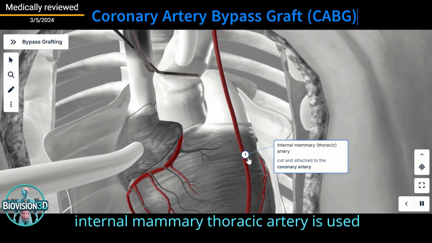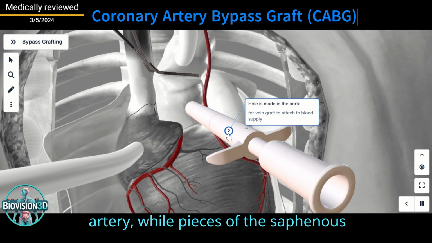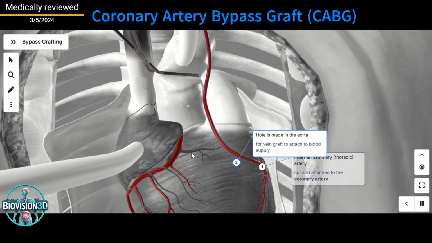Usually, the left internal mammary (thoracic) artery is used to bypass blockages in the left coronary artery, while pieces of the saphenous vein are used to bypass the right coronary artery or other coronary vessels.